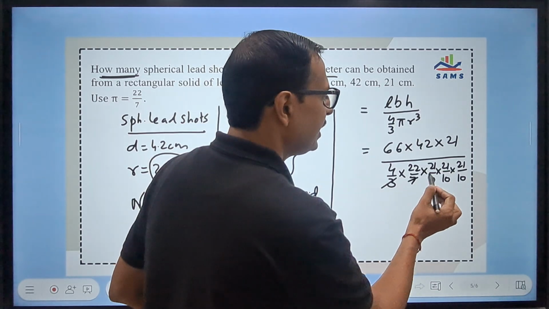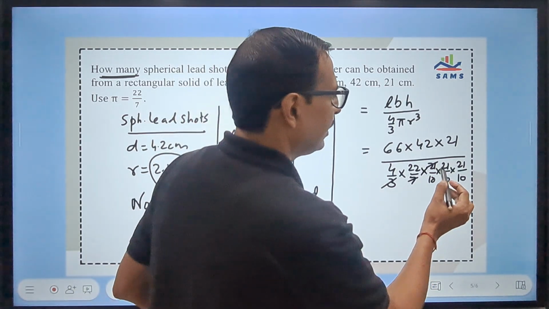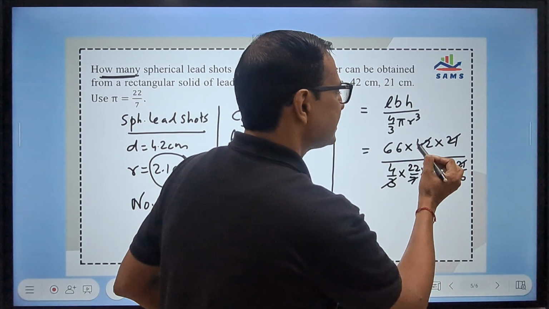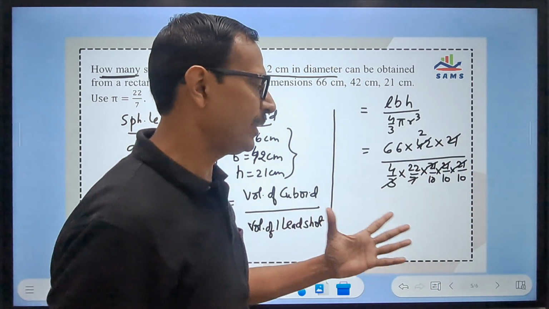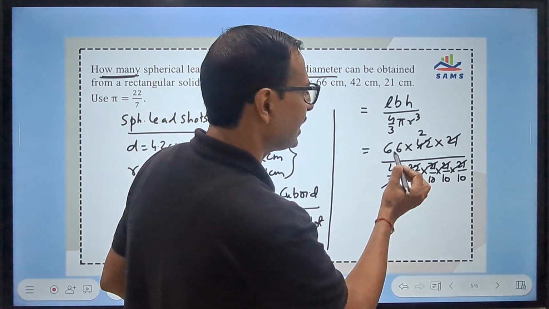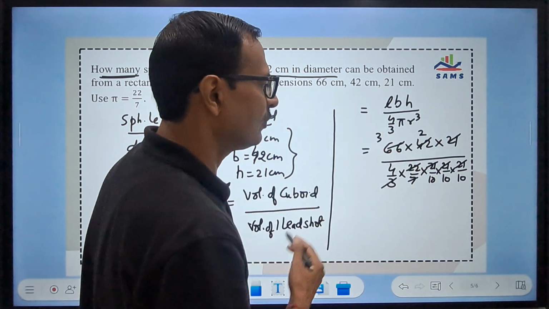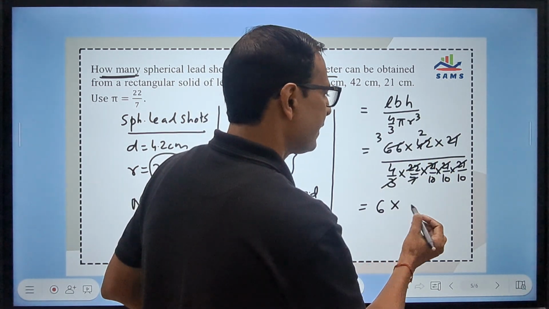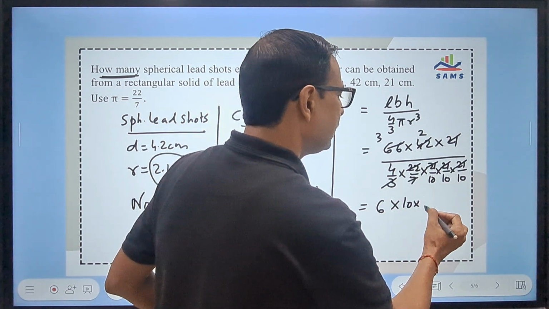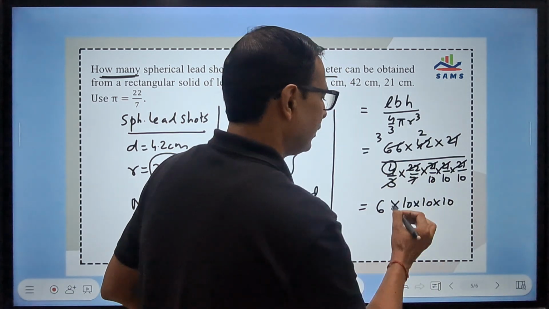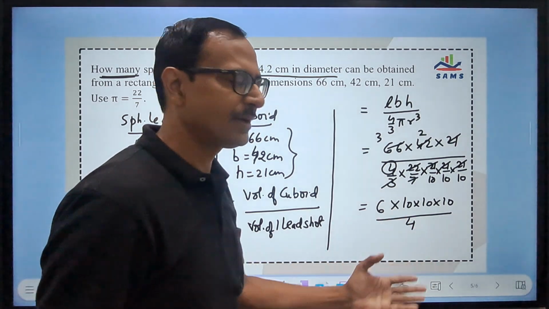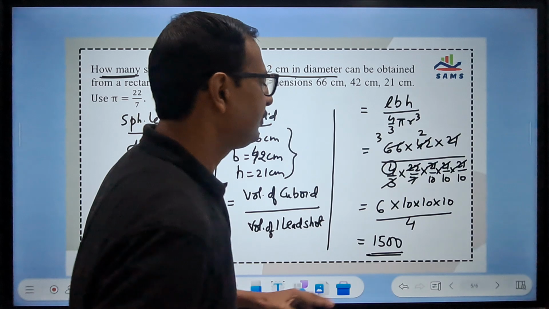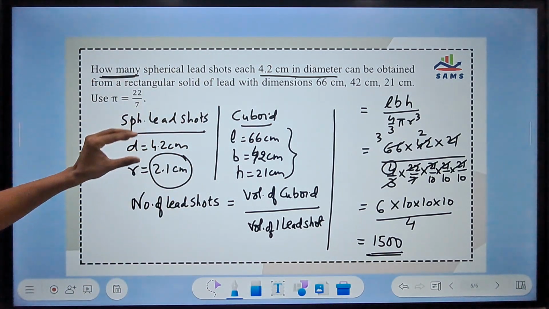See, 7 times 3, 21, one of them gone. This 21 in the numerator cancels this 21, 21 in the numerator cancels this 42 2 times. See, so many things are getting cancelled. Another 22 cancelling this 66 3 times. So what do you have in the numerator now? 3 into 2, 6 times. These 3 tens will go in the numerator and this 4 will go in the denominator. So you will have your answer here, 6000 upon 4, 1500. So the answer for the question is 1500 small lead shots will be obtained.